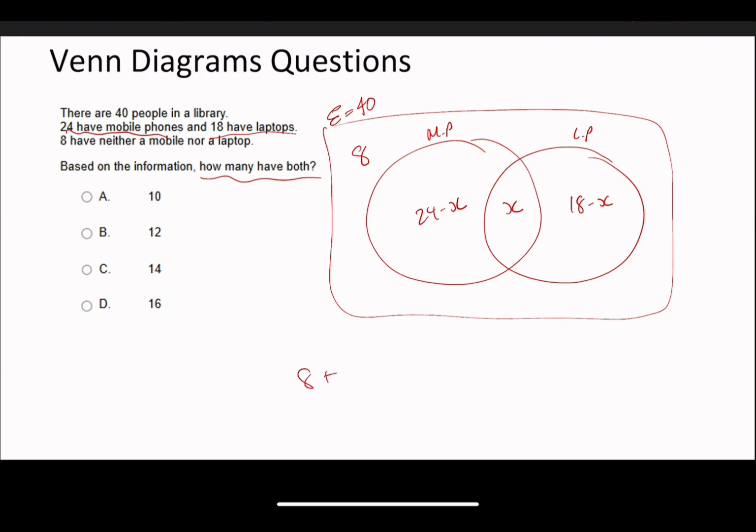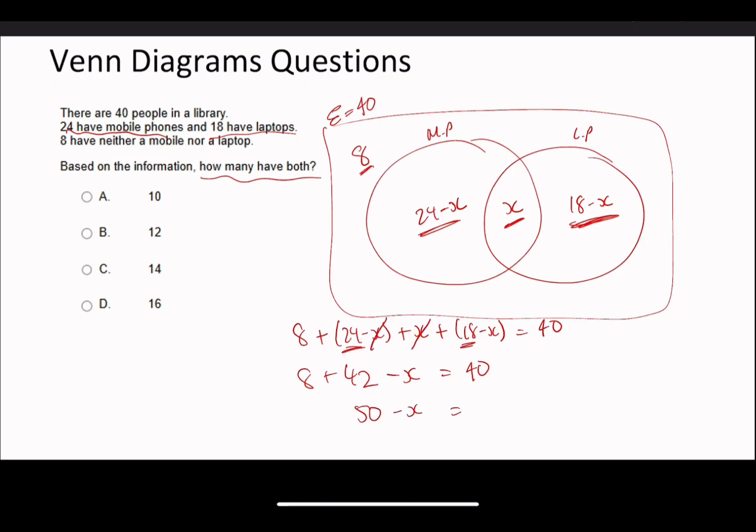So 8 plus, and this is where you can do things faster, 8 plus 24 plus 18, that's 50. And then you've got minus X, add X, minus X, which is going to be minus X, equals 40. So all I'm doing here is saying that all of the key components in this Venn diagram must add up to 40. The equation that I'm performing is simply this, but I've just speed run it a little bit, and I've cancelled some stuff out. I've done this plus this in my head. So then that's just 50 minus X equals 40. So X must equal 10.